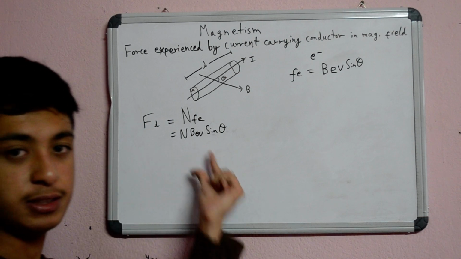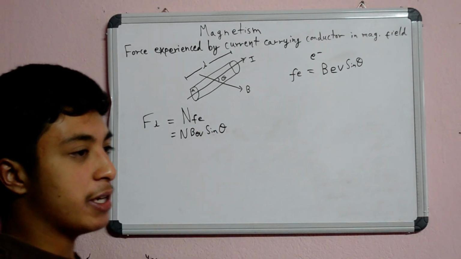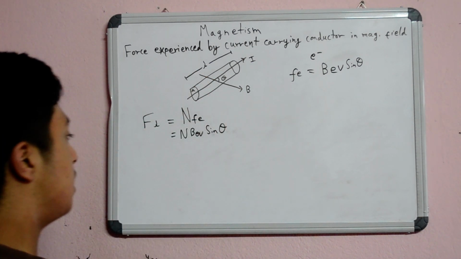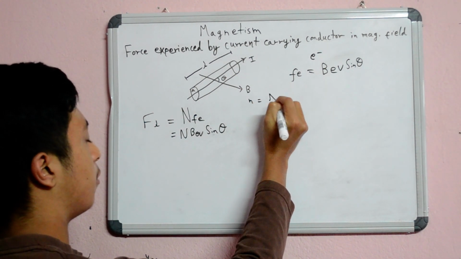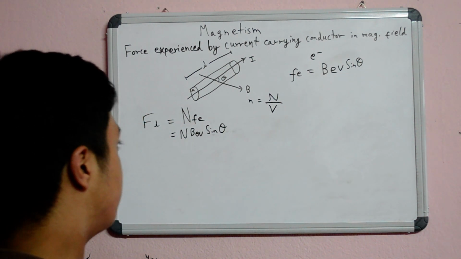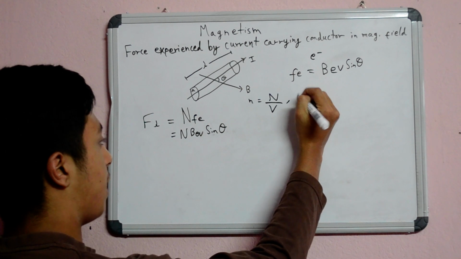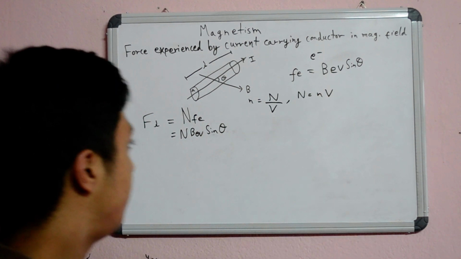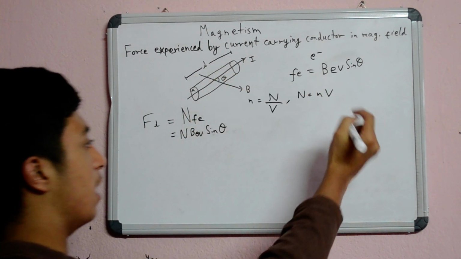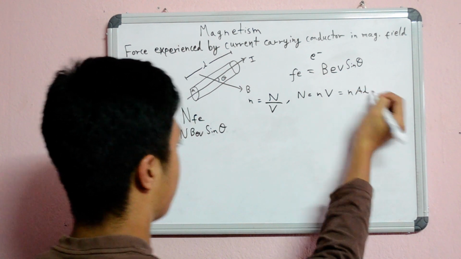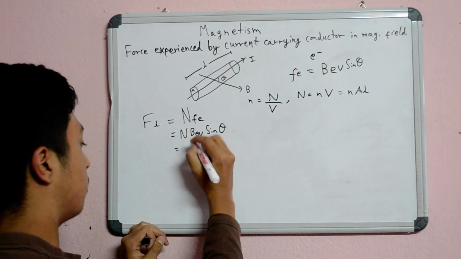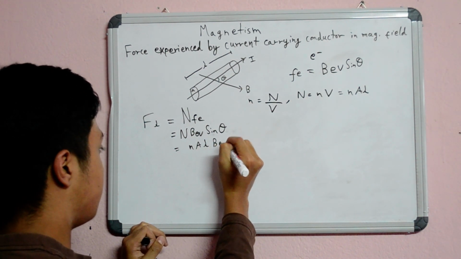Now let's find what N is, this capital N. This capital N represents the total number of electrons in this conductor. Let's say we have small n, which is equal to the total number of electrons per unit volume. So N is equal to n times volume. We can write volume as cross-sectional area A into length L, so N is nAL. Now we can put this here, so it becomes nAL B e v_d sine theta.